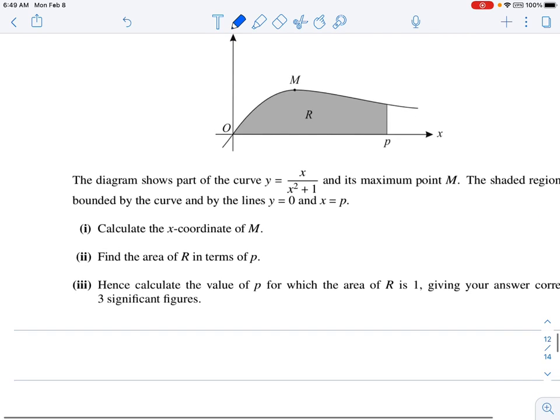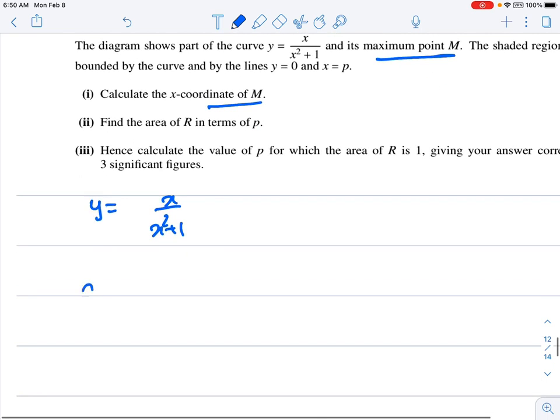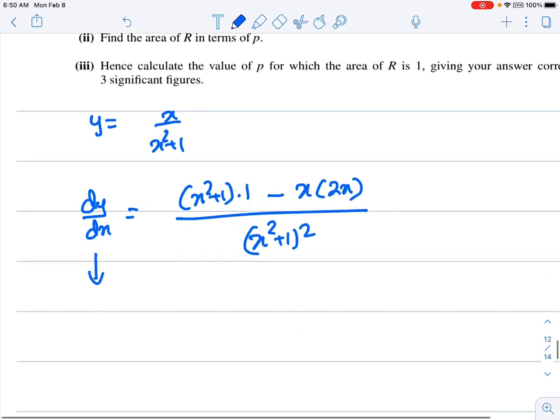Question number 9. Find the x coordinate of M. M is the maximum point, which means I have to find the first derivative and equate to 0. So y equals x upon x square plus 1, and I have to find dy by dx. Dy by dx is equal to (x square plus 1)(1) minus x times 2x, over (x square plus 1) whole square. At the maximum point, the first derivative is equal to 0.